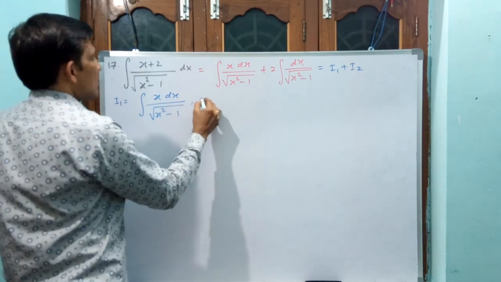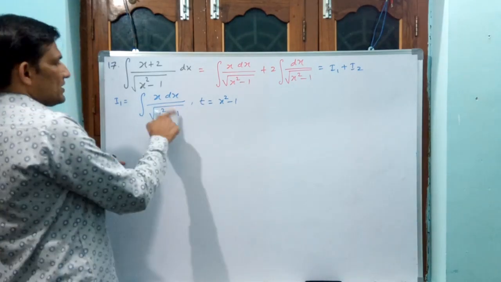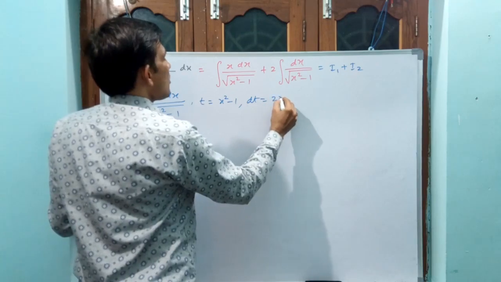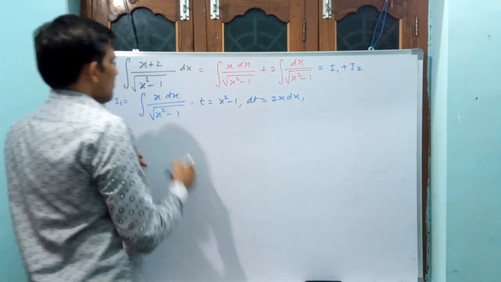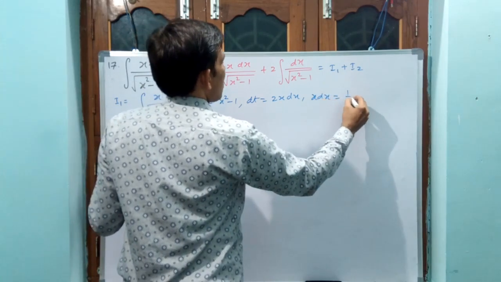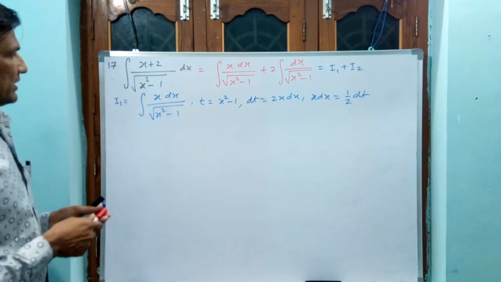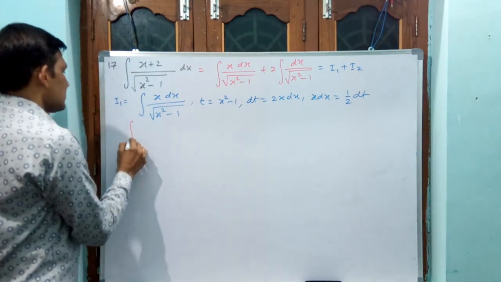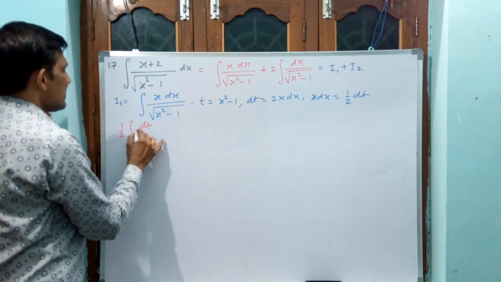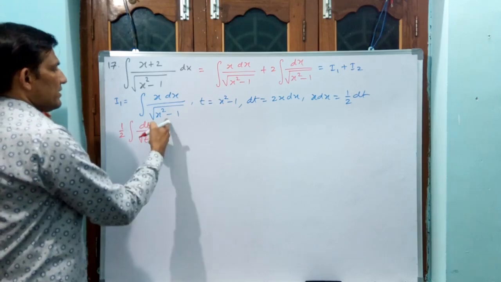Now what I am doing, let t is equal to x squared minus 1. I am taking this entire thing as t. Then what will happen? dt will be 2x dx, but you require only x dx. That means x dx will be 1 by 2 dt. Right now, again you convert this. x dx will be 1 by 2 dt. 1 by 2 dt divided by root t. That's all. Okay, this is t, root t.